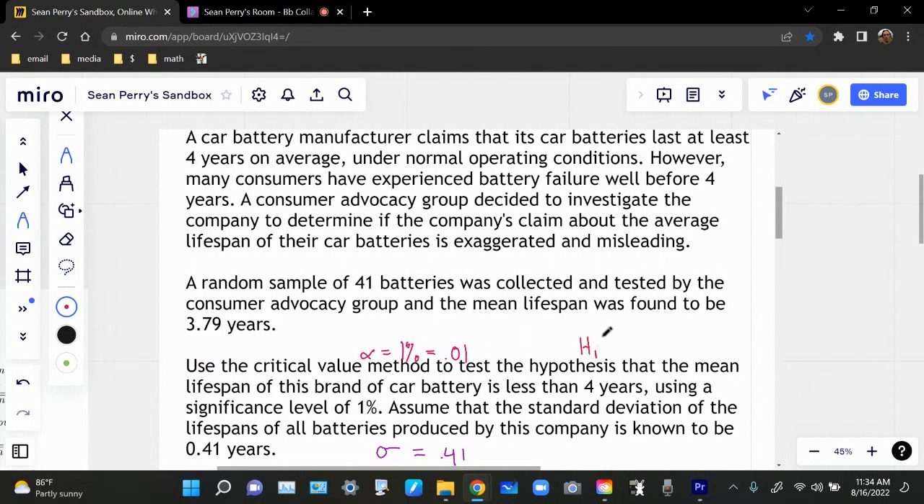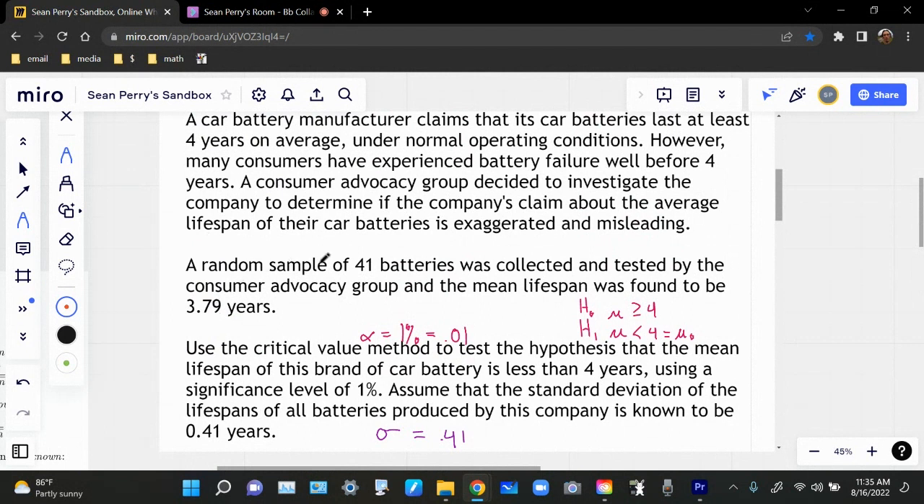Well, the alternative hypothesis is that the true mean is actually less than the mean that they gave us, which is 4 years. 4 is here playing the role of mu naught that I mentioned before. And therefore, our null hypothesis is the complement of that. Above it said that this random sample of 41 batteries, so therefore we have n, it's 41, was tested by the group, and they found a mean lifespan for their sample of 3.79. So we have x bar equal to 3.79. And this is all the information we need to begin looking at this problem.